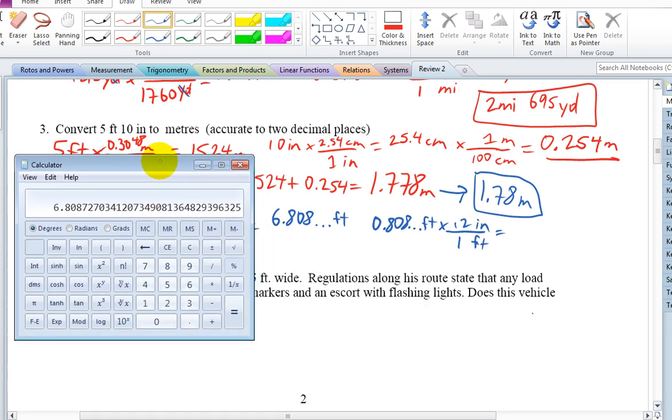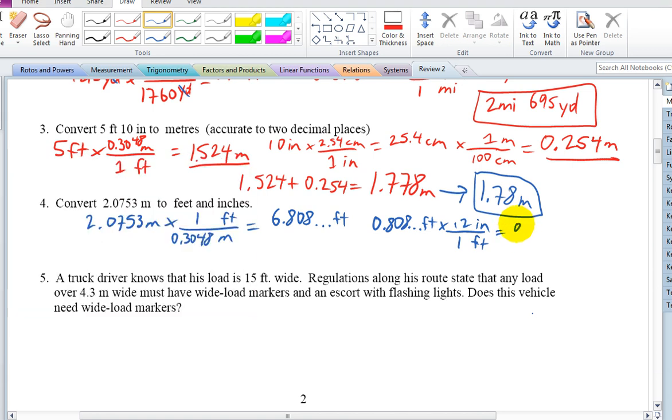How would I get rid of 6 feet? Take it away. Minus 6. Now I have all my decimals. Okay, you want to keep them all. So just times it by 12 and get 9.7.